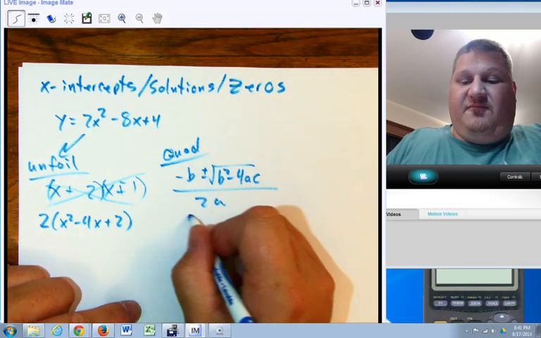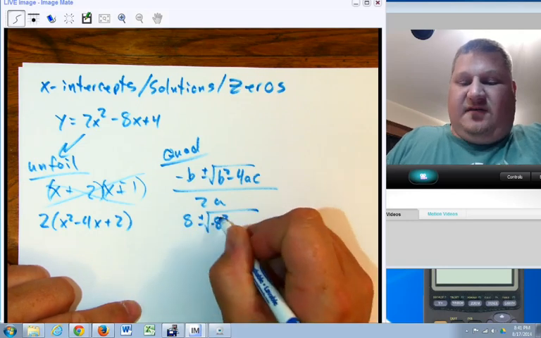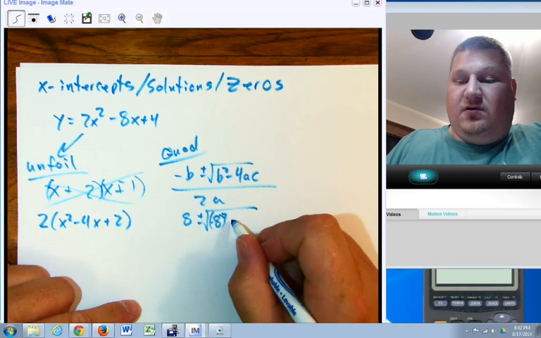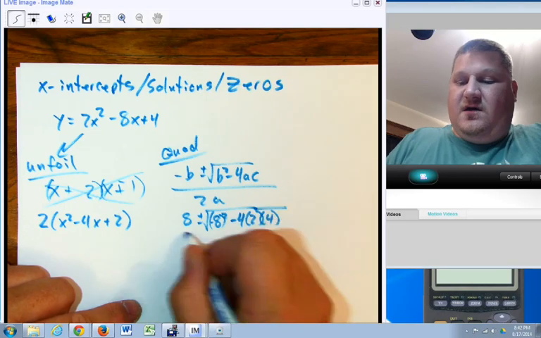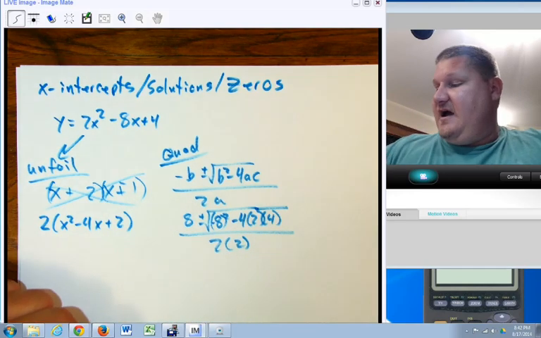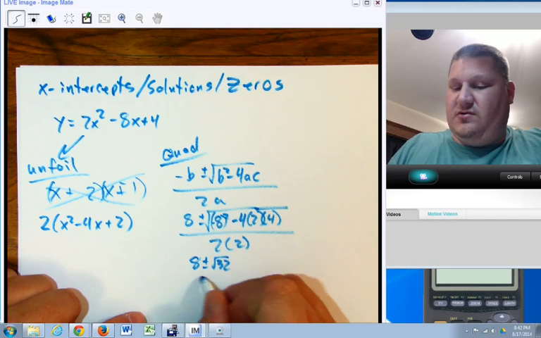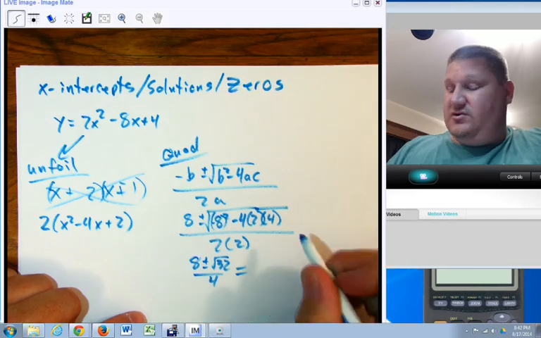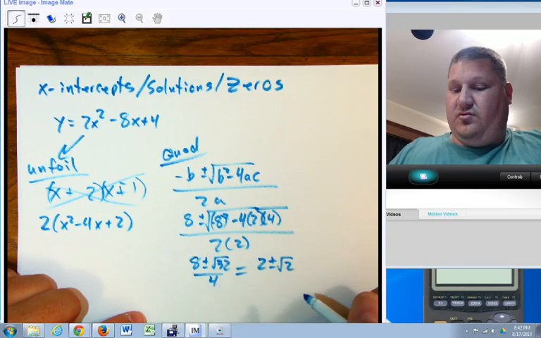So we have positive 8 plus or minus the square root of 8 squared, negative 8 squared, but when we square it, the negative is going to go away, minus 4 times 2 times 4, all over 2 times 2. If we work all of that out, we're going to come up with 8 plus or minus root 32 over 4, which if we reduce that turns into 2 plus or minus root 2.